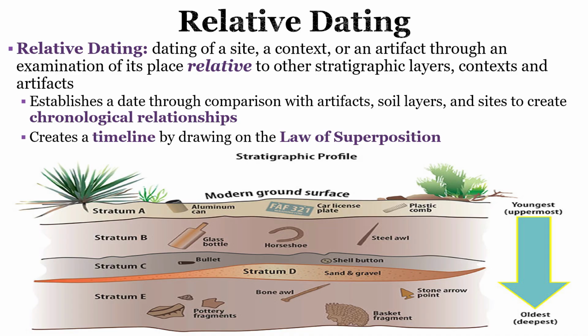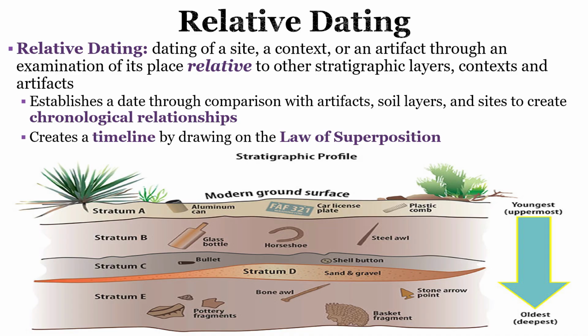So we can use this law of superposition to develop a timeline. If you look at the image here, you'll see that following the law of superposition, the youngest artifacts are up at the top, the oldest artifacts are down at the bottom. And so if you were to look at it, you would know, due to an understanding of the law of superposition, that the aluminum can and the plastic comb were inherently younger relative to the stone arrow point, the basket fragment, the bone awl, and the pottery fragments that we see down toward the bottom.